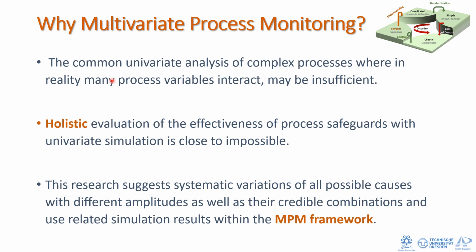As another fact, the common univariate analysis of complex processes, where in reality many process variables interact, may be insufficient and not completely present multivariable process behavior. Besides, holistic evaluation of the effectiveness of process safeguards with univariate simulation is close to impossible. This research suggests systematic variations of all possible causes with different amplitudes as well as their credible combinations, and uses related simulation results within the MPM framework.